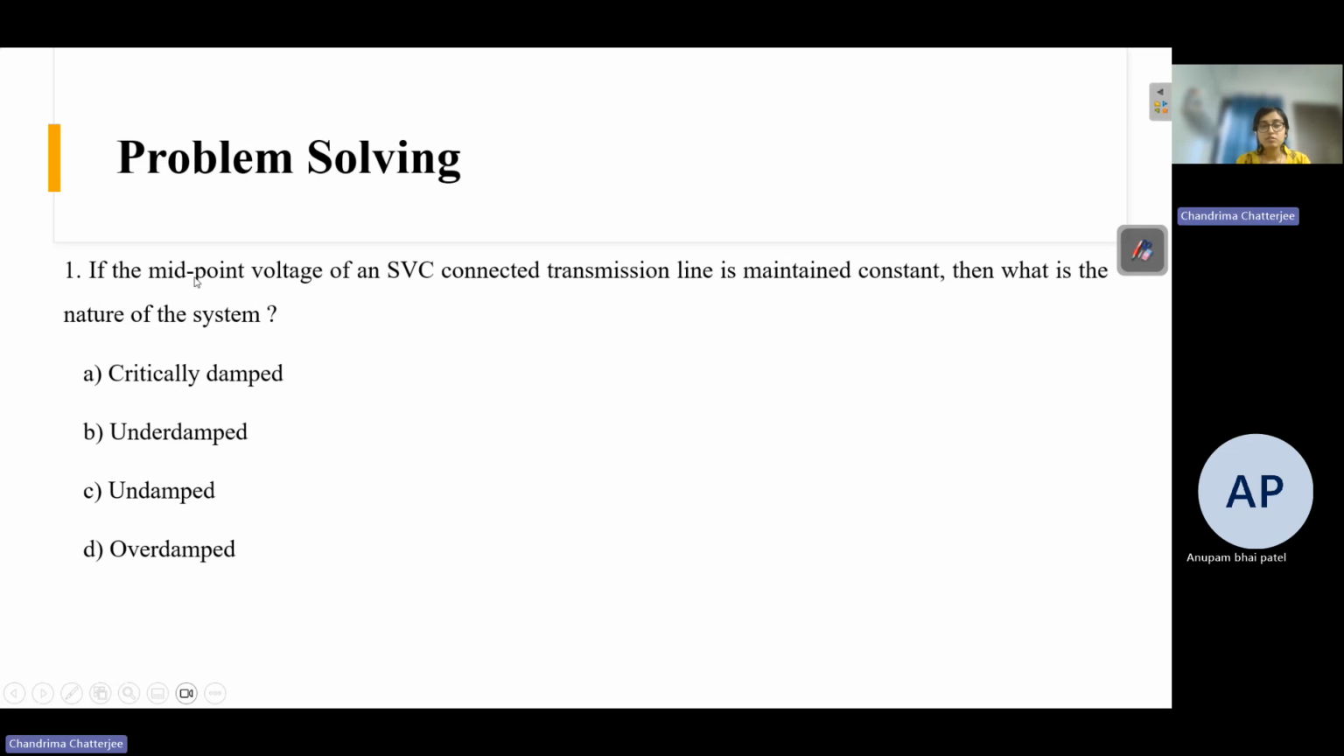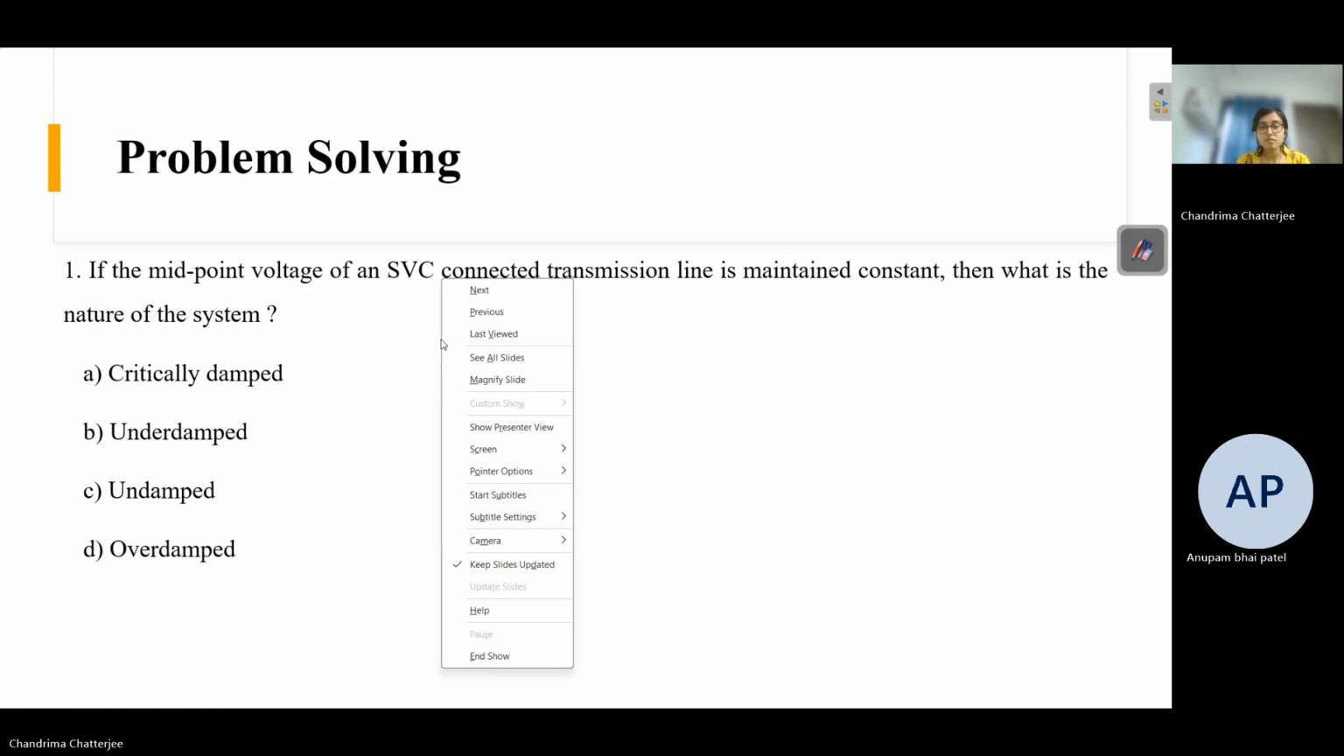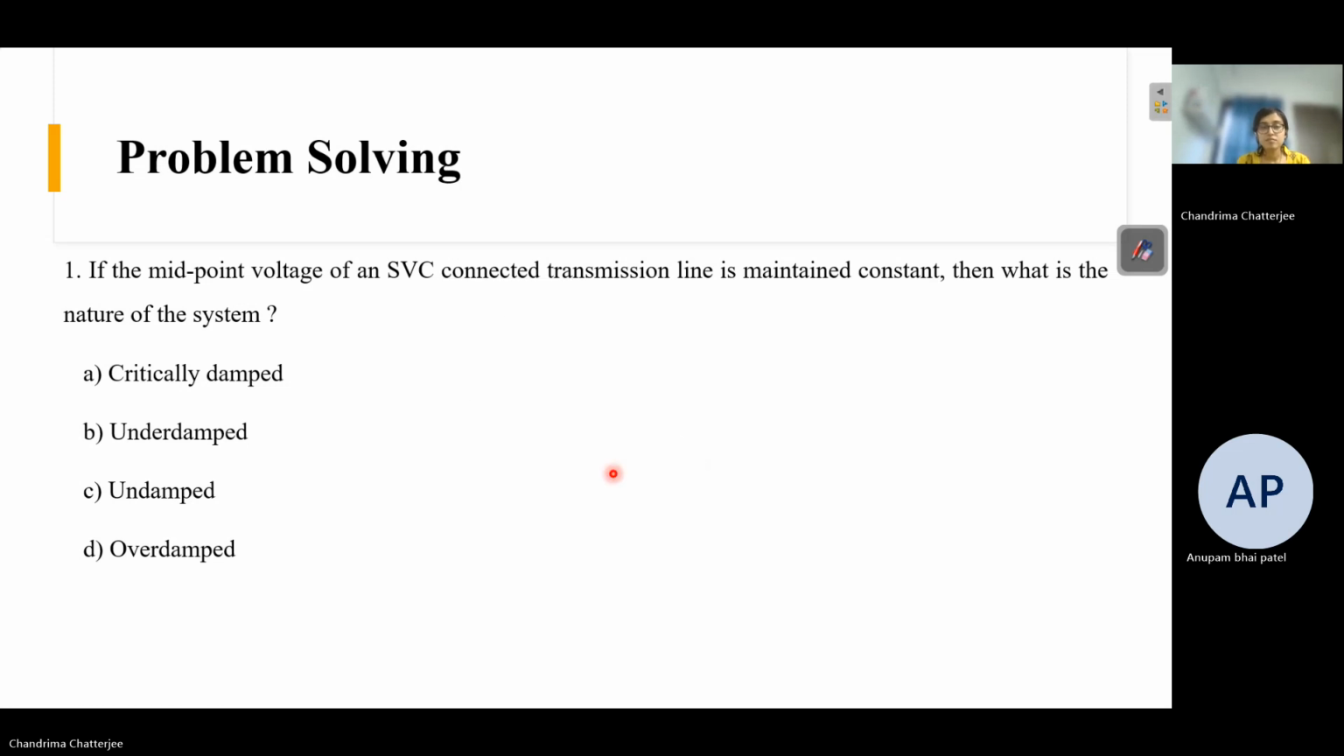So the first question is, if the midpoint voltage of an SVC connected transmission line is maintained constant, then what is the nature of the system? So there is a transmission line and SVC is connected at the midpoint, and we are maintaining the midpoint voltage constant. Then what is the nature of the system? Is it critically damped, underdamped, undamped, or overdamped?